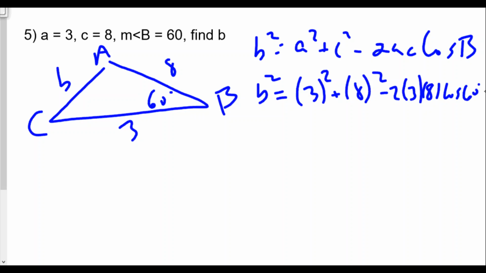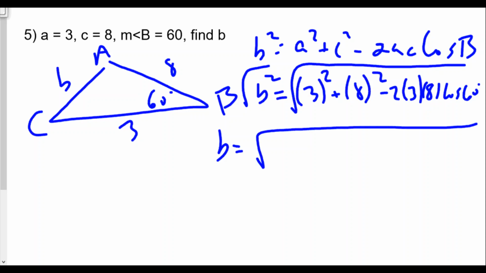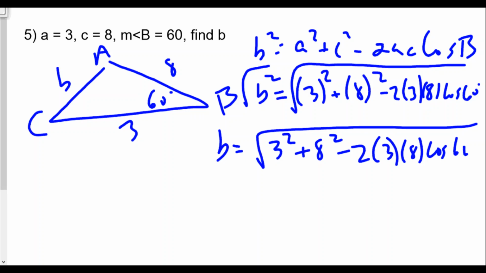Okay, now we will type it in the calculator and get a value, but we could also right now take the square root of everything. So on your calculator, you will type in B is equal to the square root of 3 squared plus 8 squared minus 2 times 3 times 8 cosine of 60 degrees. And this is valid. This is okay work because it really shows how you found your answer. So let's break out our calculator.